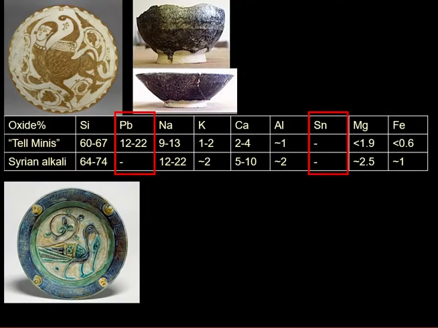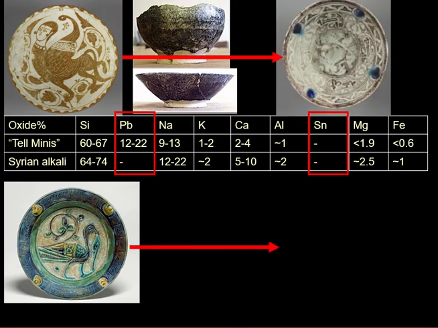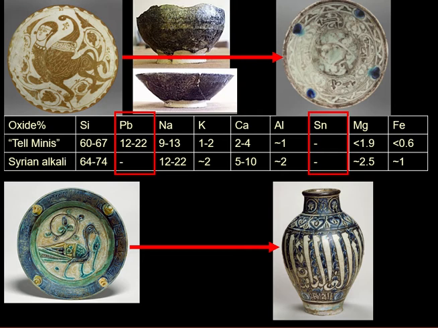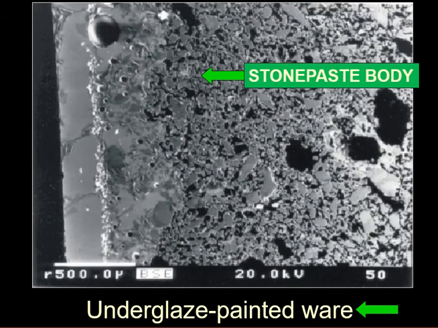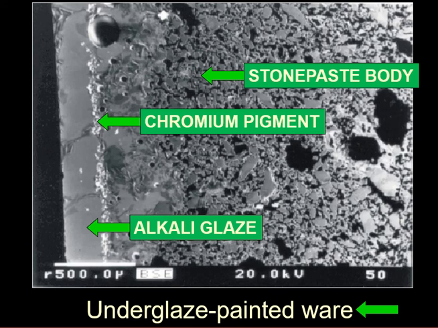So in the previous lecture we covered how underglaze painted wares started in the early 12th century, developed from previous technologies. Here in this SEM image we see between the stone paste body and the alkali glaze is a layer of pigment, not a slip but a simple oxide pigment. In this case, chromium oxides, making a black underglaze paint. This is what we see being made from the early 12th century in Damascus.